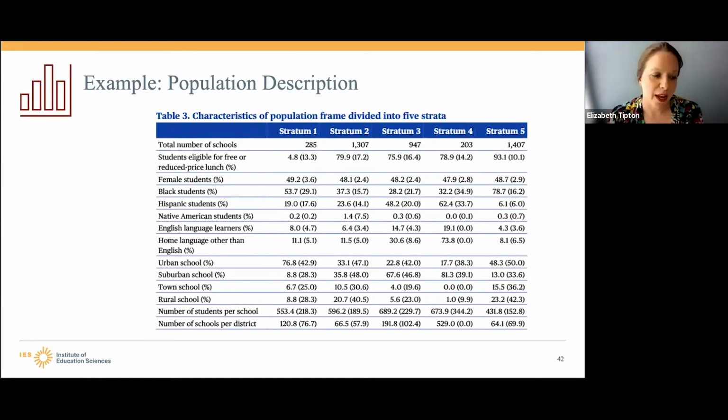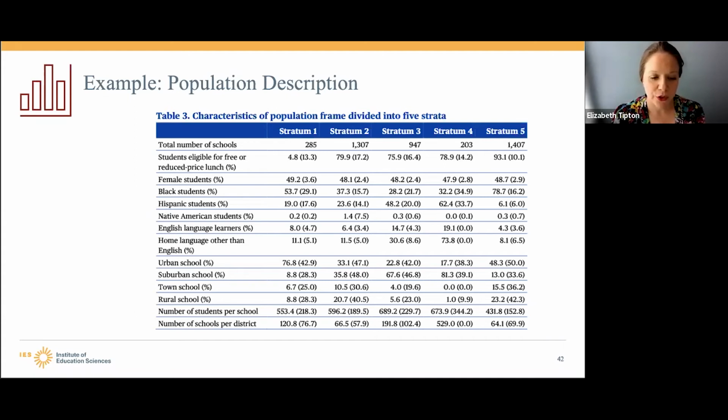So in stratum 1, the average school was urban and about half of the students are Black. In stratum 2, the average school is located in a small school district with relatively few schools and is about 60% Black or Hispanic. In stratum 3, the average school is located in a large suburban district and is about 75% Black or Hispanic. In stratum 4, the average school was also located in a large suburban district, but it's almost entirely Black or Hispanic.